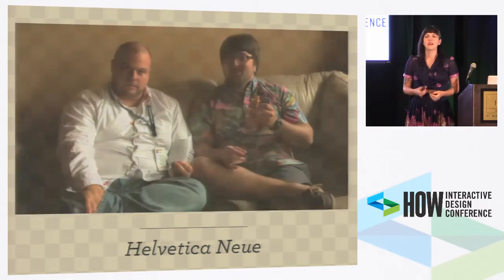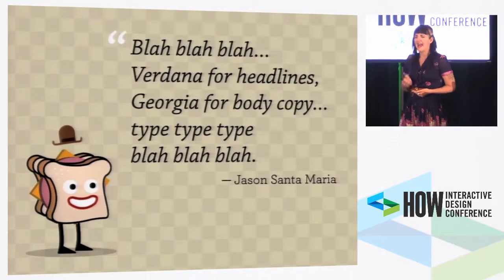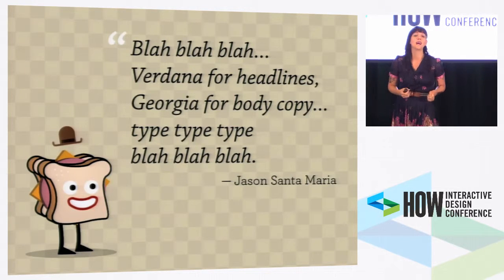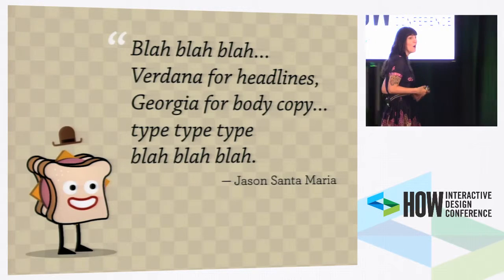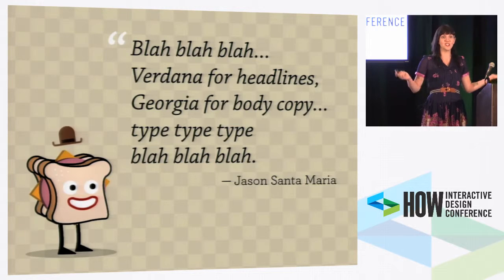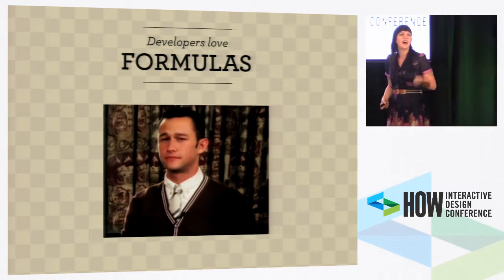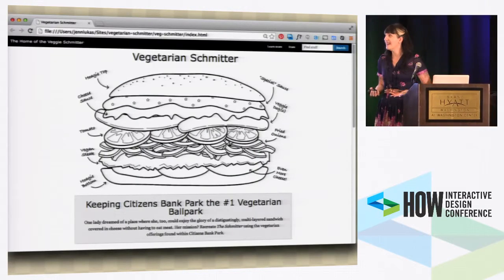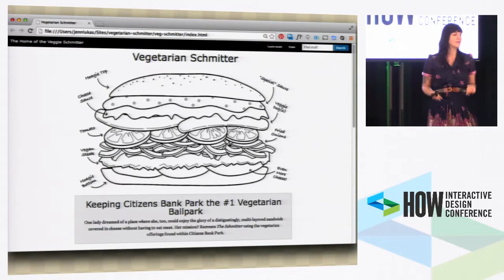When I worked at HappyCog, I had the pleasure of working with Jason Santamaria, and I also saw him talk a bunch of times. And I'm sure one time he was on stage saying something really smart about type. But what I heard him say was this. And I was like, okay, sounds good. All headlines Donna, all body copy Georgia, ship it, right? Because as a developer, I love rules. I love formulas. So if we went ahead and took this Georgia Verdana, we could just go ahead and take this formula and apply it to our Vegetarian Schmitter website.